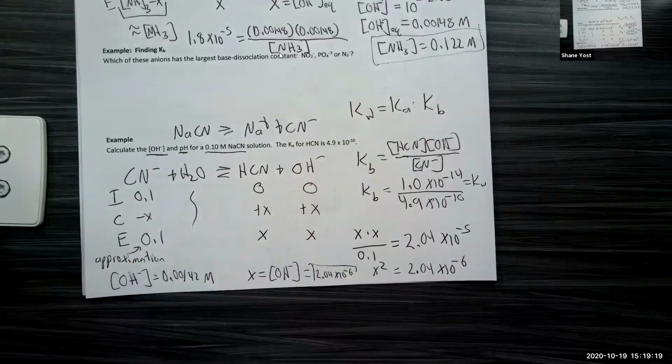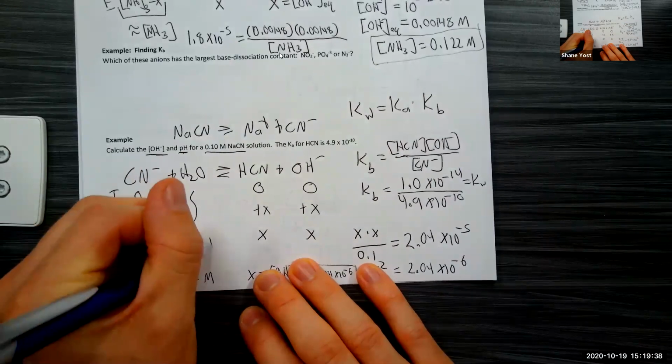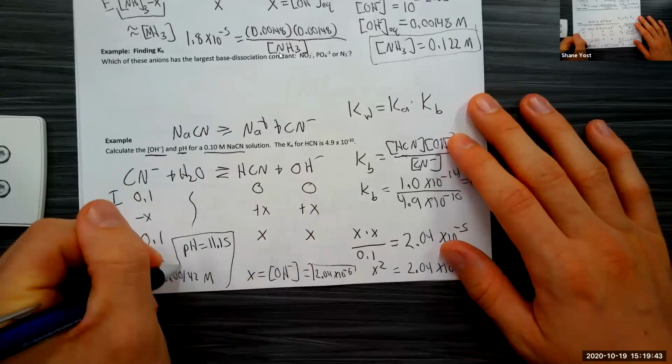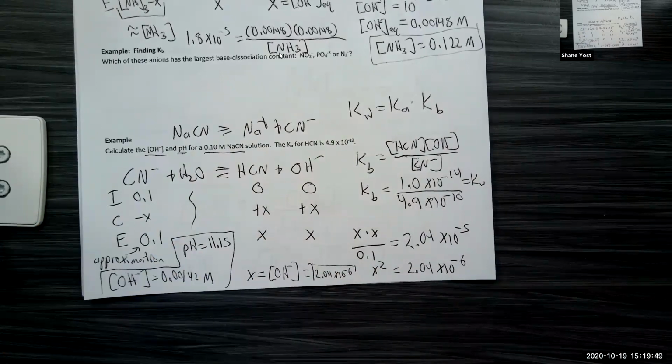So that's the concentration of OH minus. To get the pH, I can solve it however I want. I like to find the pOH and then do 14 minus the pOH equals the pH. So the negative log of that gives you a pH of 11.15. So this NaCN solution of 0.1 molar has a pH of 11.15.